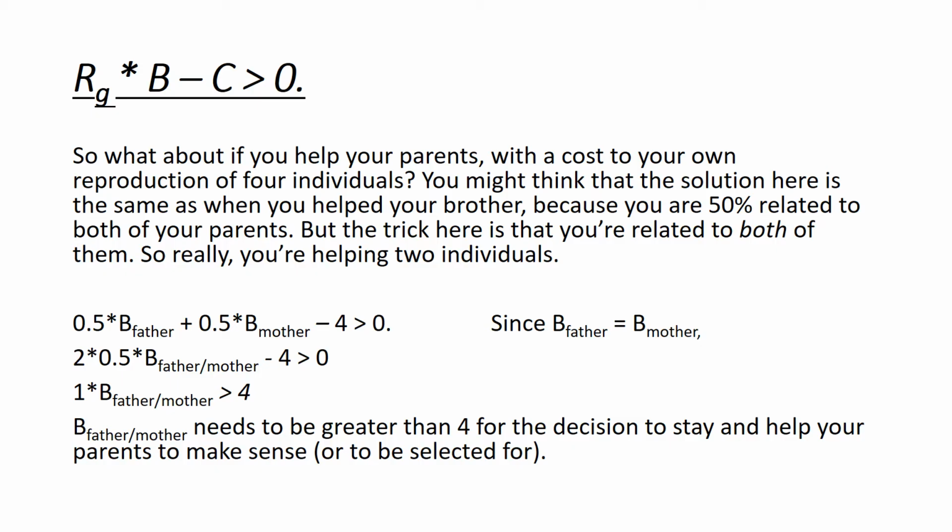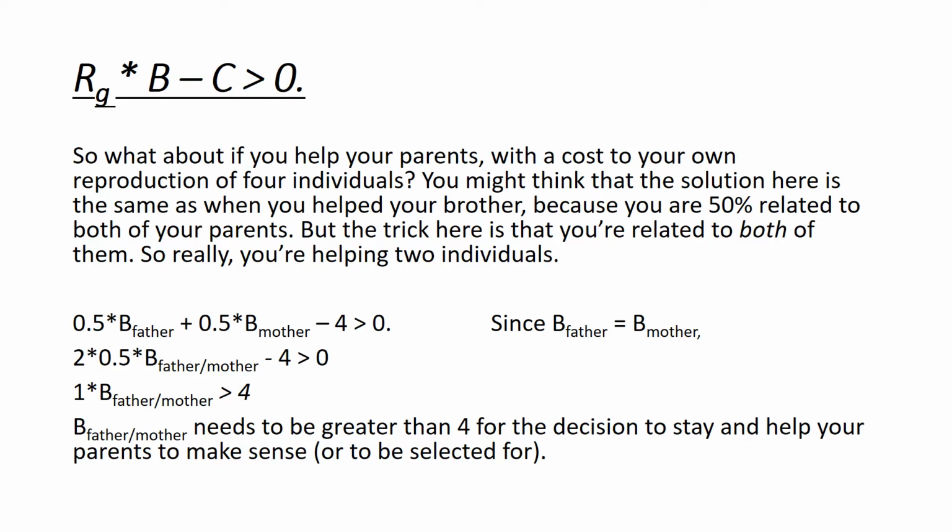So because both of your parents are benefiting, we have to add that second term. Notice that you need to be greater than 4 for this decision, or the behavior that would lead to this decision, to get selected for. If it's equal, there really isn't going to be any selection one way or the other.